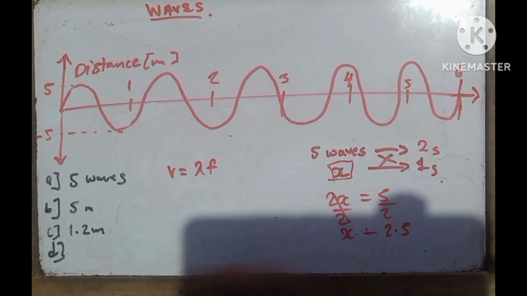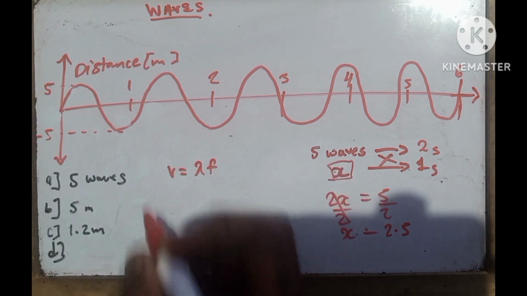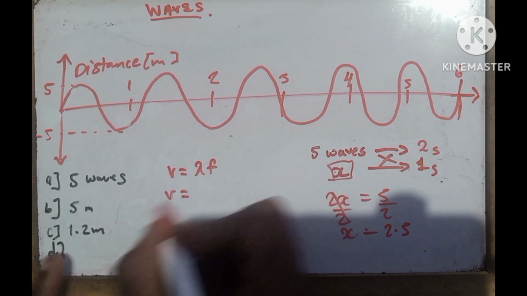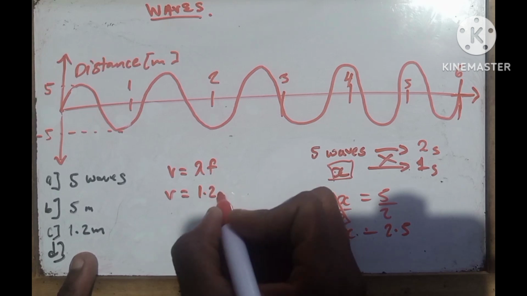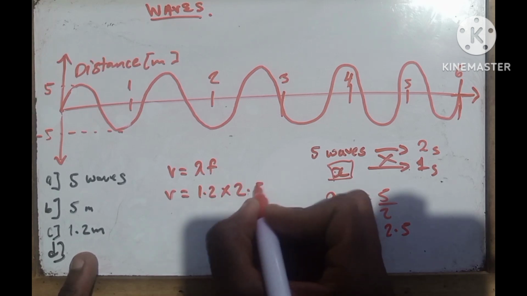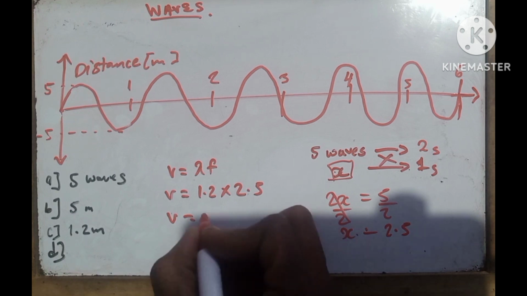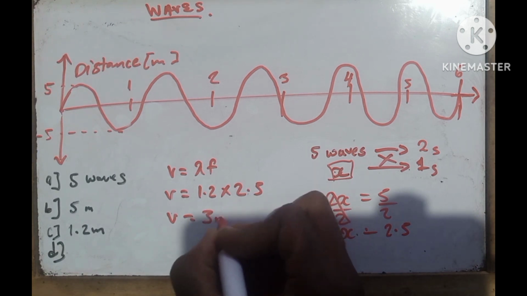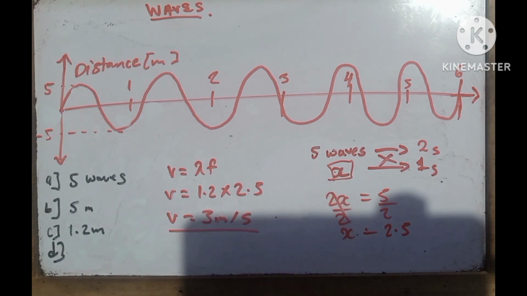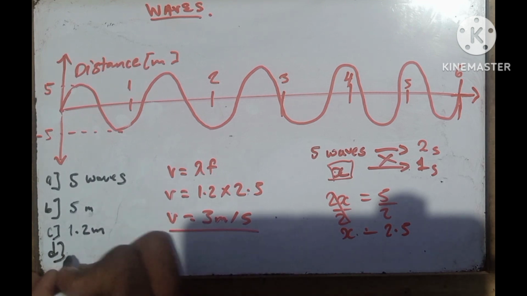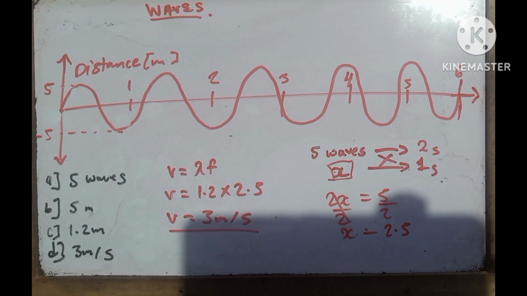So getting this and this, we plug it in the formula. We're going to have speed is equal to the wavelength, 1.2, times the frequency, 2.5. So the speed is equal to 3 meters per second. So this is our speed. Let me write it here. 3 meters per second. So these are our solutions.